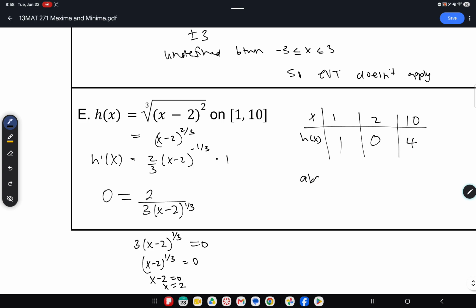All right, so we do have an absolute max, an absolute min. Highest one is at 4, and the lowest one is at 0.